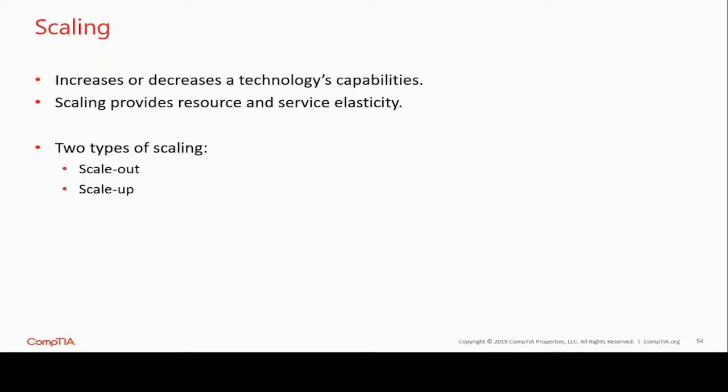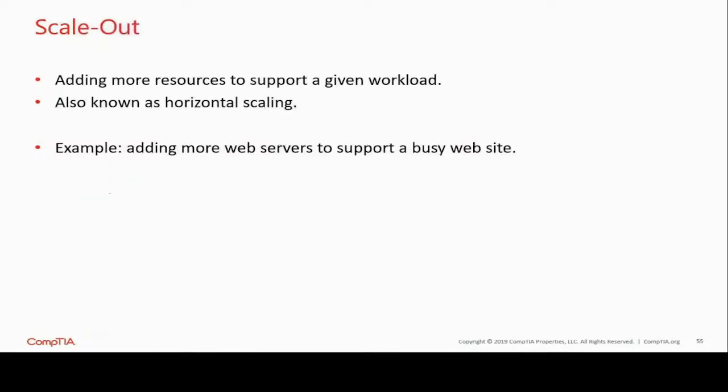Then scaling: increase and decrease of technology capabilities. Scaling provides resource and service elasticity. There are two types of scaling: one is scale out and the second is scale up. If you want high performance, then you have to use scale up. If you want to reduce it, then you can use scale down, which is known as scale out now. You can consider it that way. It's just an interesting way people do it.